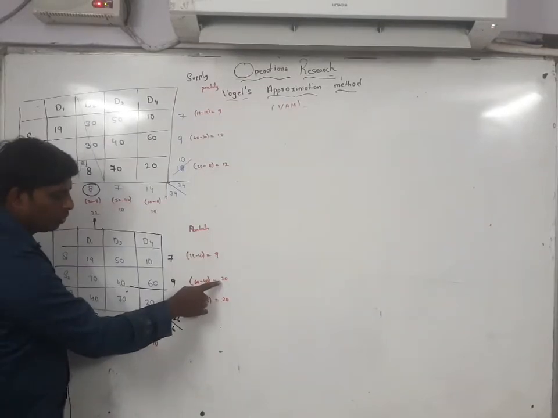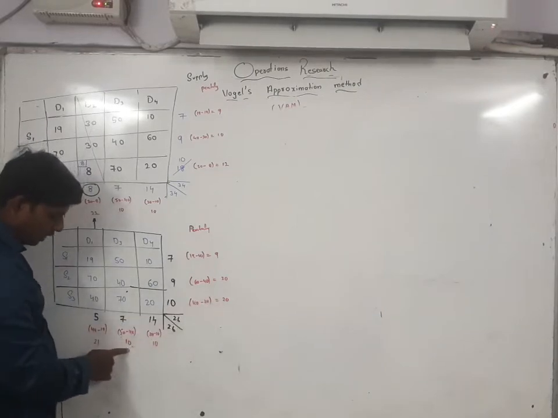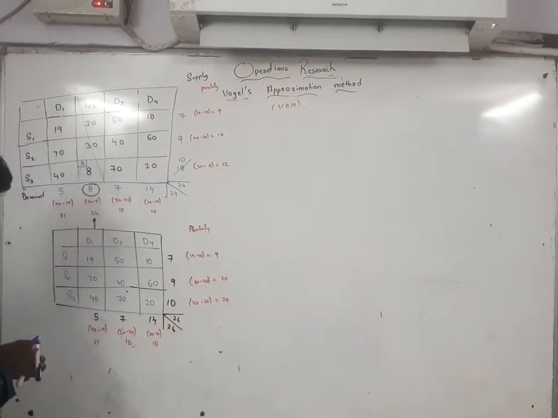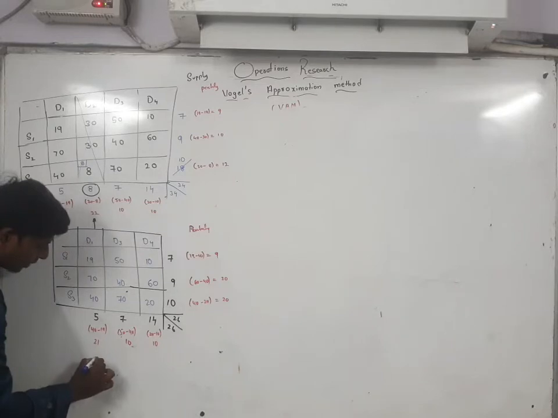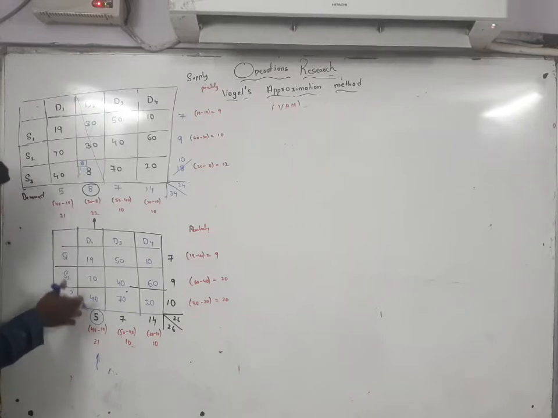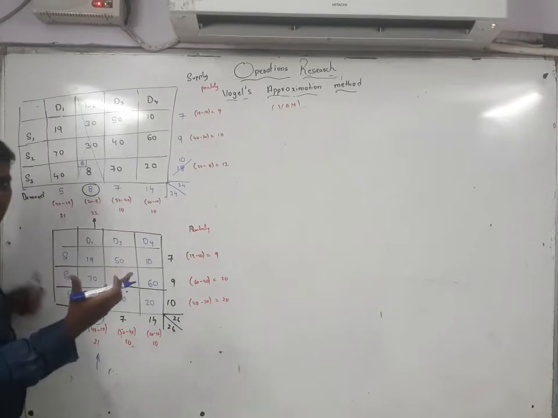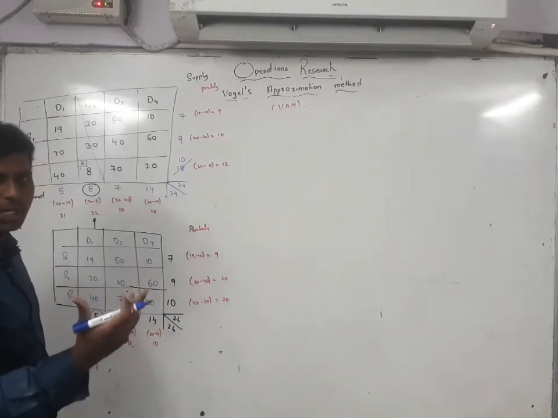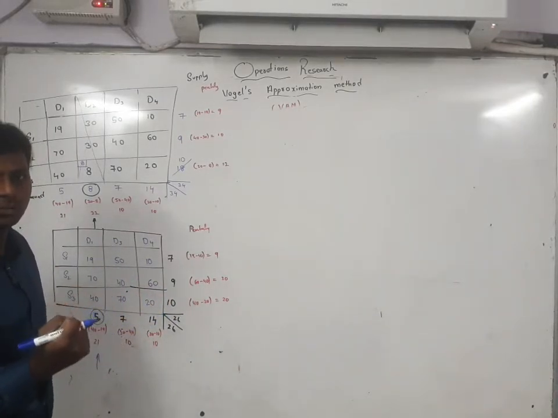After that, you have to select the highest penalty. Here 9 is there, 20 is there, 20 is there, 10 is there, 10 is there. Which one is the highest penalty? This one is the highest penalty. So which one do you have to select? 5. Where you have to locate in this column, which one is the least value? Where you are finding the least value, there you have to locate that one.